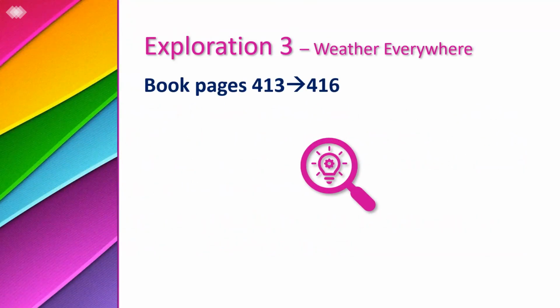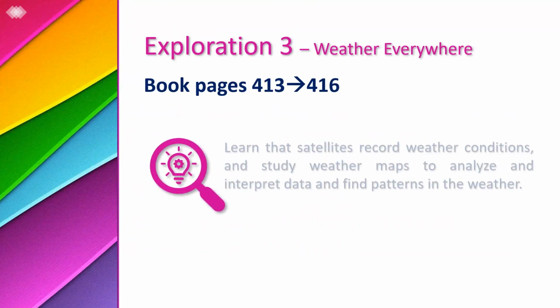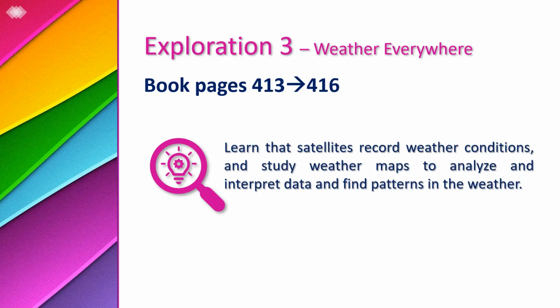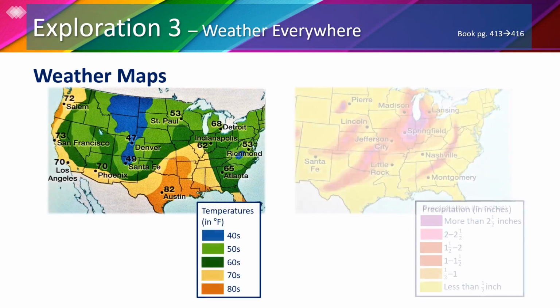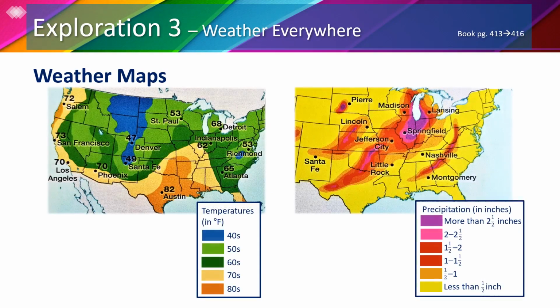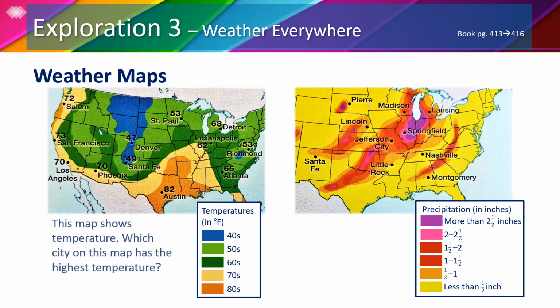In Exploration 3, we're going to learn that satellites record weather conditions, and we're going to study weather maps to analyze and interpret data and find patterns in the weather. In your book's page 413, we can see 2 weather maps. The first map shows temperature, and the second map shows precipitation, or the amount of rain or snow that falls from the clouds.